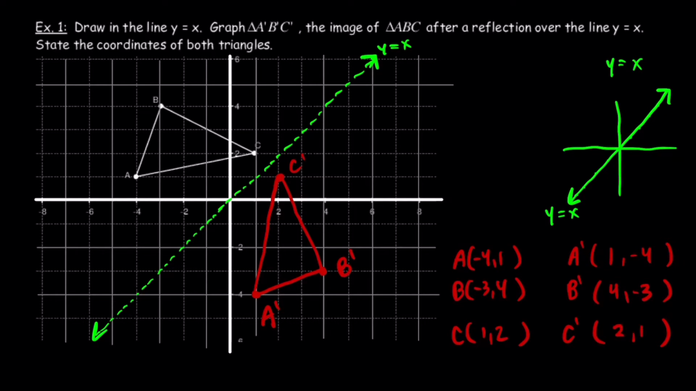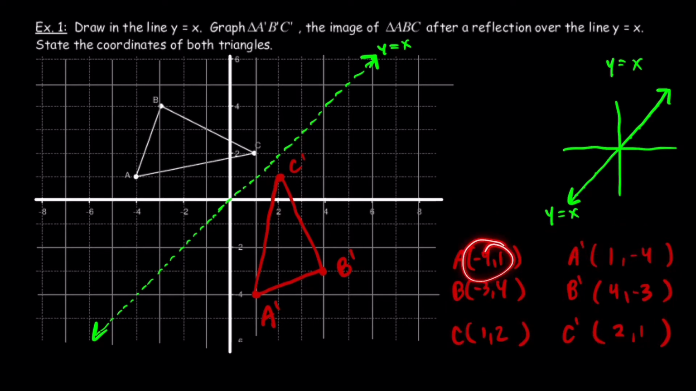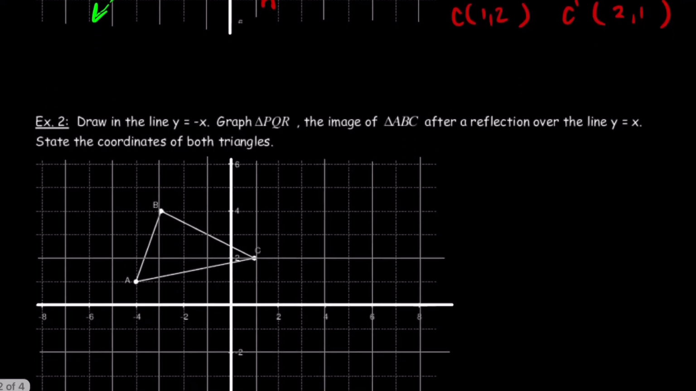And there's a relationship between these coordinates and these coordinates. I want you guys to see if you can figure that out. We're going to talk about rules today. So I did something to those numbers to come up with these numbers. There's a pattern. Okay, let's talk about the next one.